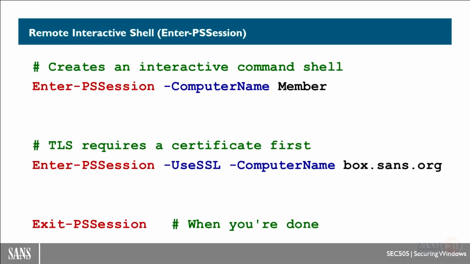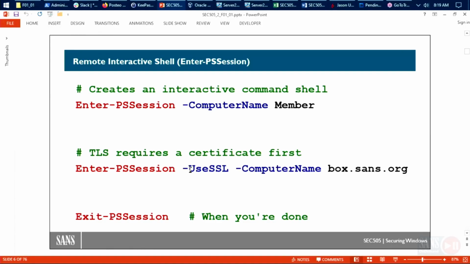So if you want an interactive command shell, similar to good old Telnet, then that's enter ps session. You give the name of the remote computer, either the simple host name or the fully qualified domain name. If you are using a TLS certificate to TLS encrypt all the traffic and to authenticate the remote machine, notice in the middle of the slide that you have to use the Use SSL switch. Now, it's actually TLS, but Microsoft named the switch Use SSL because most people are more familiar with the acronym SSL than TLS.